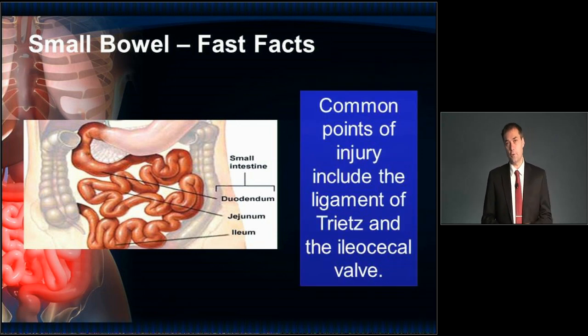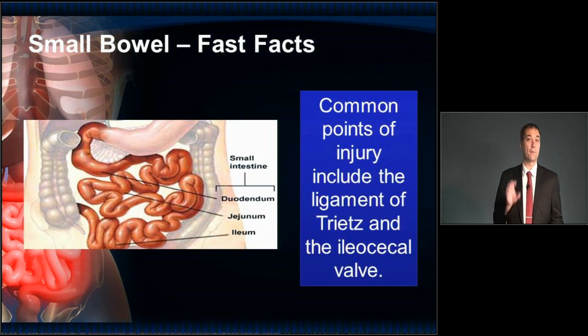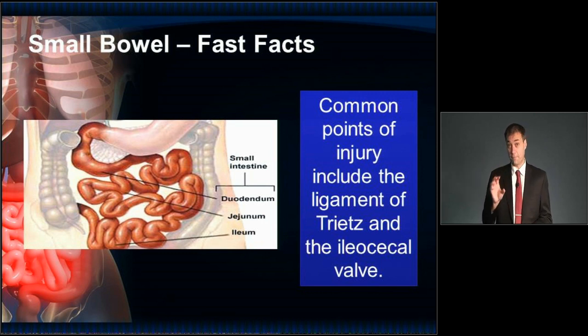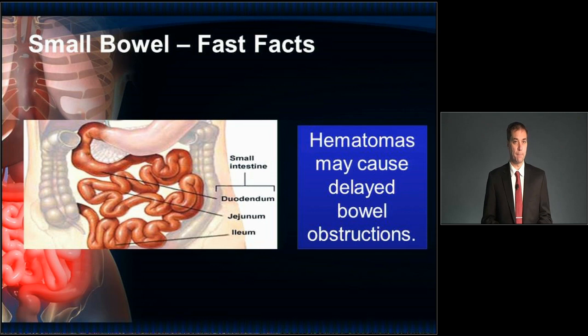Common points of injury are parts of the bowel that are fixed. The ligament of Treitz, which occurs near the duodenum, and the ileocecal valve are fixed points where they're held to the back wall of the abdomen. So while a lot of the bowel may move forward, these won't, and those are common points of injury.